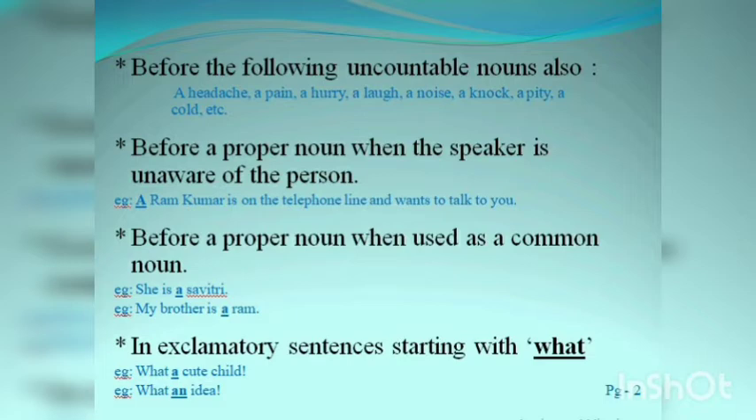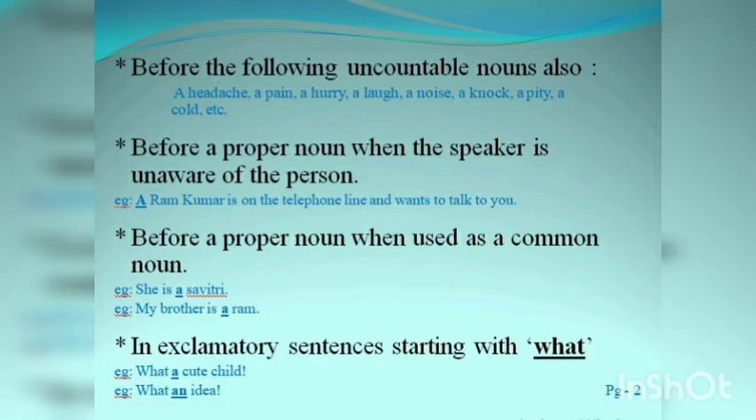Next example, my brother is a Ram. Ram although is a proper noun, but here as it starts with a small letter, it becomes a common noun. So we use a before it. My brother is a Ram, it means my brother is like Ram.